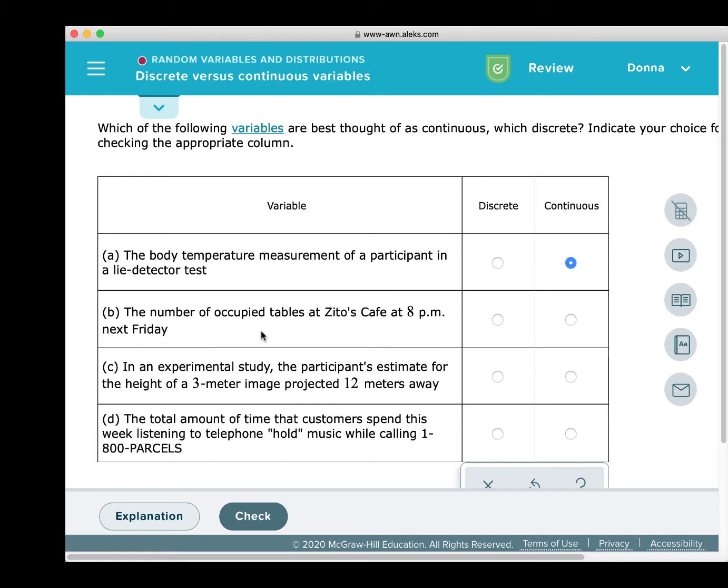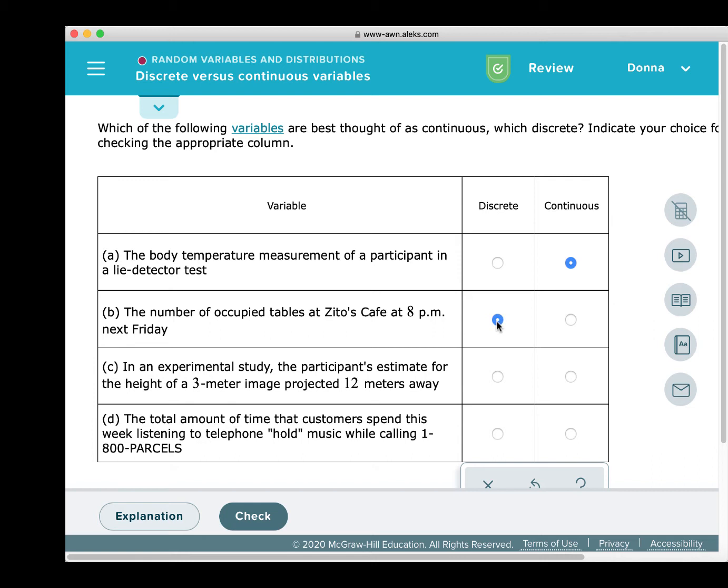Here is the number of occupied tables at Zito's Cafe at 8 p.m. next Friday. So usually, when you talk about a table being occupied, you would say there's one table occupied or two or three, depending on how many tables are at the restaurant. So that would be discrete. You don't say half of a table is occupied, even though there might be, and not everybody's taken there.